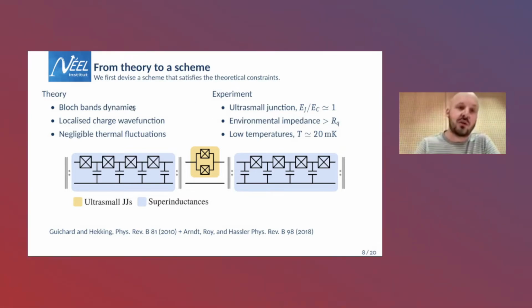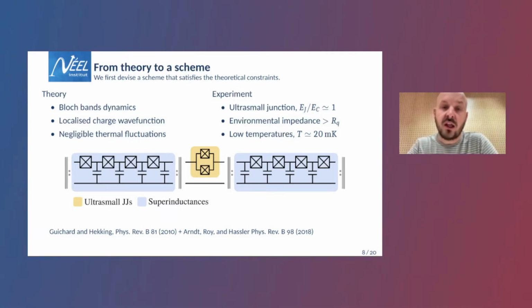So to make sure you have nice Bloch band dynamics or charging effect, you need a very small Josephson junction. In the literature, it is referred to as an ultra-small Josephson junction, so I will use this labeling in the following. The actual challenge is not to fabricate small Josephson junctions, because we have very nice nanofabrication tools nowadays. The challenge is to fulfill these two requirements at the same time, namely high environmental impedance and low temperature at the same time.